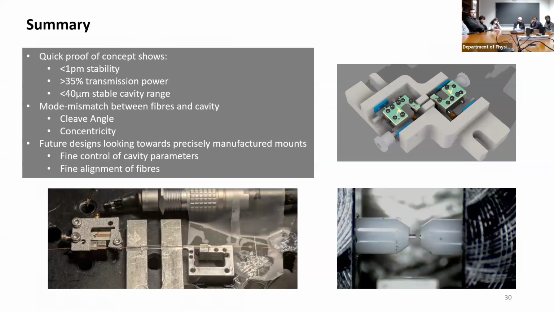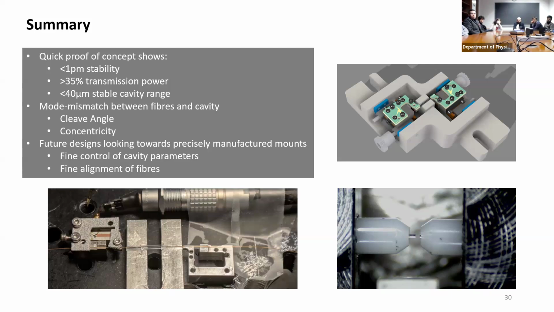But unfortunately, we only had up to 40 micrometers of stable cavity range. So this is the next thing to look at. How can we improve this? Why isn't the cavity performing beyond 40 micrometers, even though we have profiles up to 200 micrometers? The problem could be mode mismatch: either the mode is too large at the mirrors, or the mode is not aligned to the core of the fiber. So you would have to go for better cleave angles and better concentricity. The core of the fiber should be at the minima of the ablation profile.